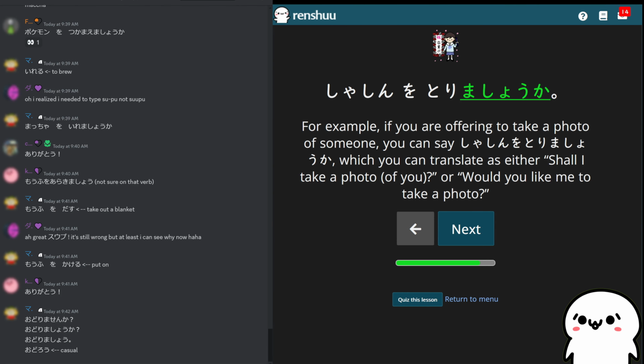So that's what we have today. Odorimasen ka, odorimashou ka, odorimashou. Going weaker to stronger, going from most formal to least formal, but all still polite.